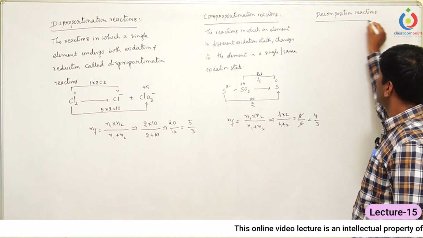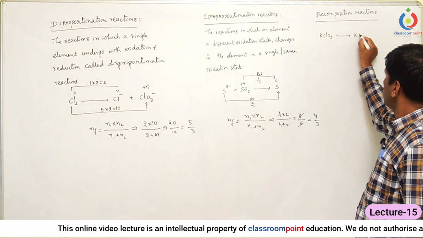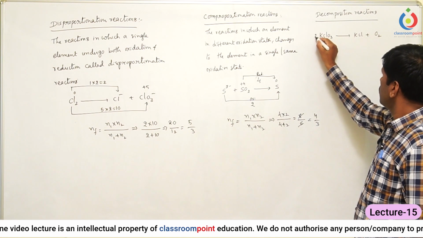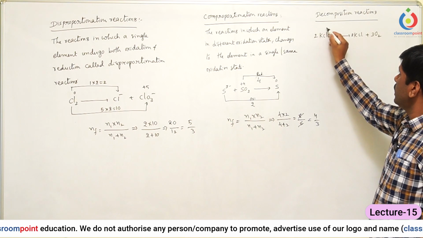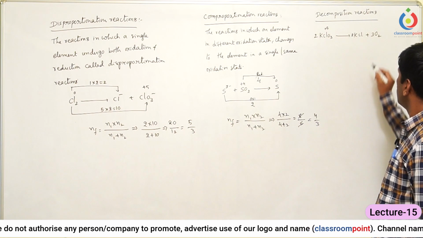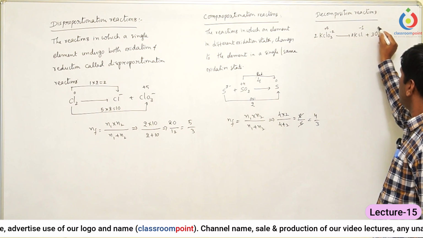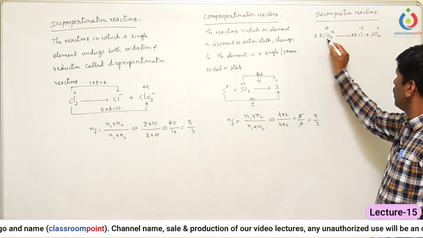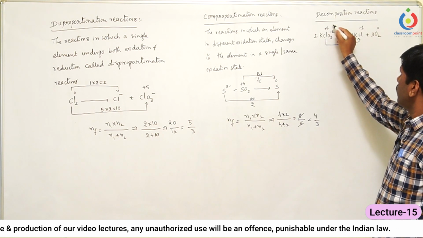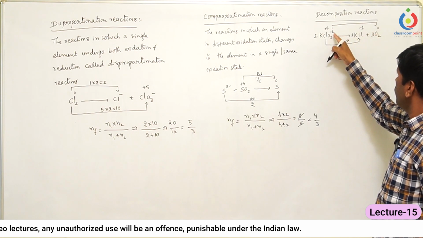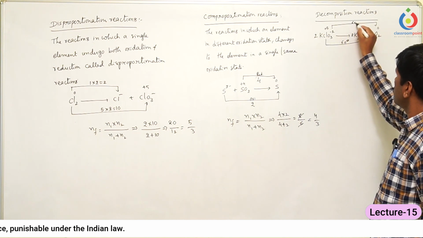Decomposition reactions. Example, let us take KClO3 changes to KCl plus 3/2 O2. Chlorine oxidation state is plus 5. Chlorine oxidation state minus 1. Oxygen oxidation state minus 2. Oxygen oxidation state is equal to 0. So from here to here, chlorine gained 6 electrons. From here to here, every oxygen lost 2 electrons. Like that, 3 oxygens, 3 into 2, it lost 6 electrons.